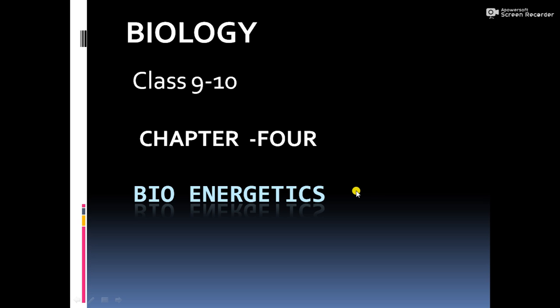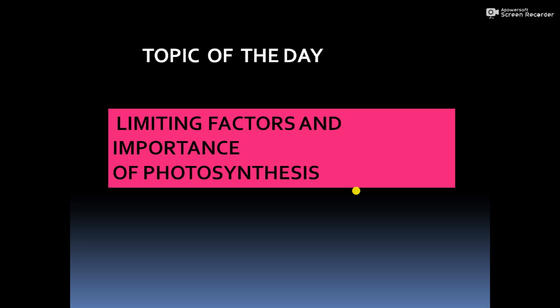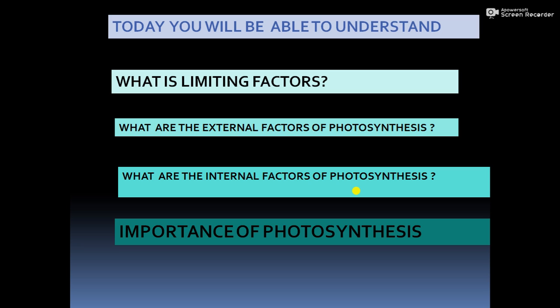The subject is biology for the students of class 9-10. Chapter 4, that is about bioenergetics. Last classes we have talked about the photosynthesis process, and today's topic is limiting factors and the importance of photosynthesis. Today you will be able to understand what are limiting factors, what are the external factors of photosynthesis, what are the internal factors of photosynthesis, and the importance of photosynthesis.